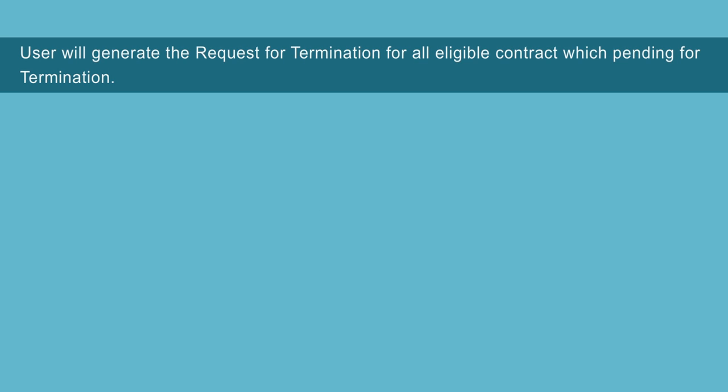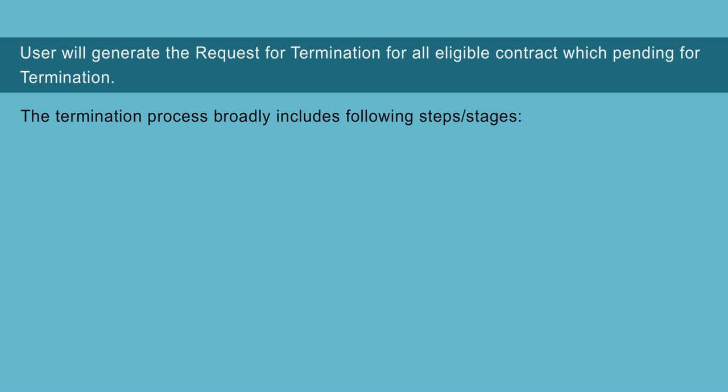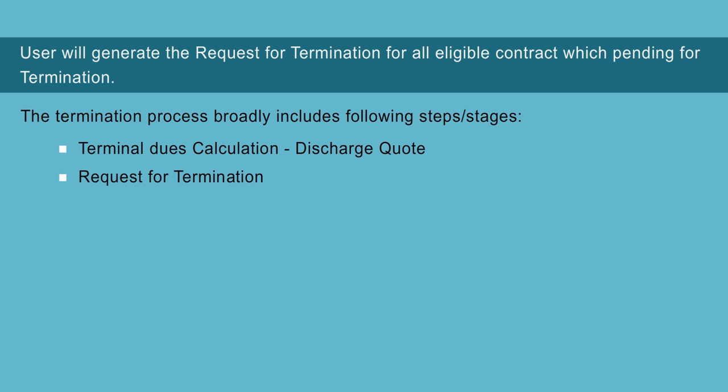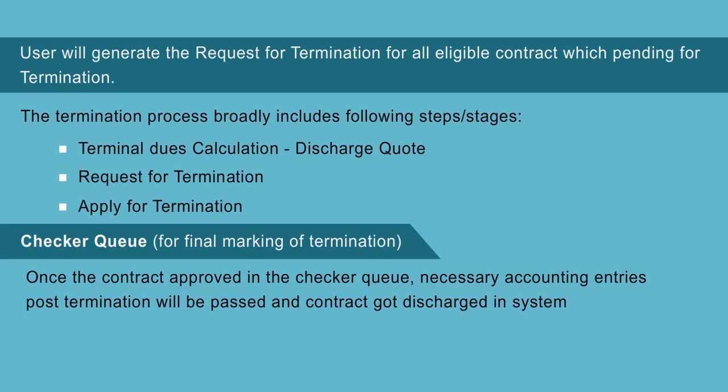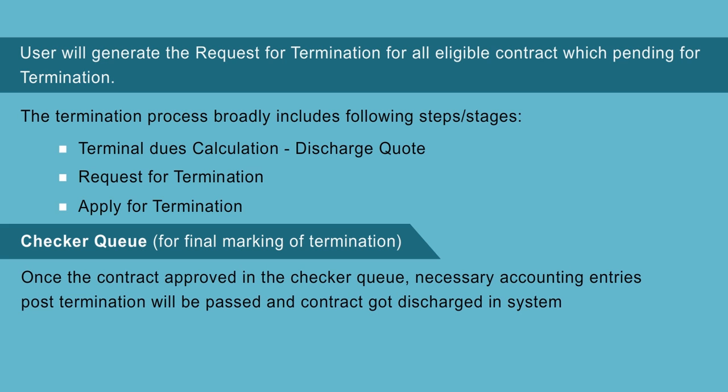The user will generate the request for termination for all eligible contracts which are pending for termination. The termination process broadly includes the following steps or stages: terminal dues calculation, discharge quote, request for termination, apply for termination, checker queue for final marking of termination. Once the contract is approved in the checker queue, necessary accounting entries post termination will be passed and the contract gets discharged in the system.